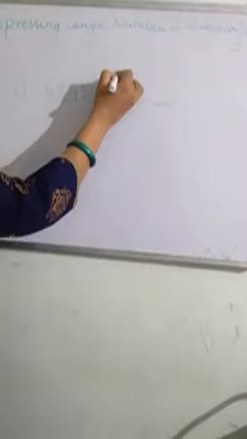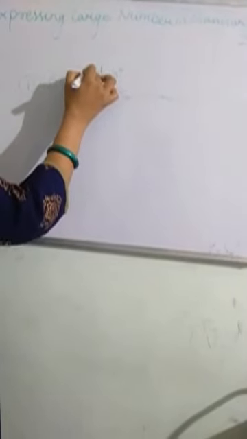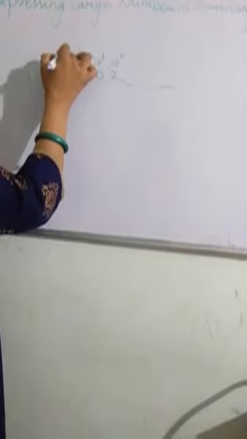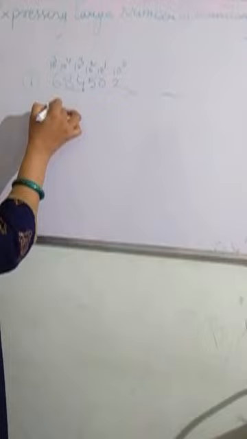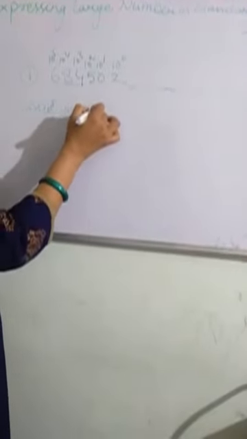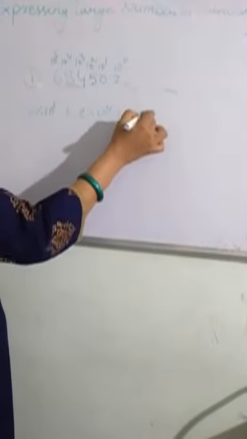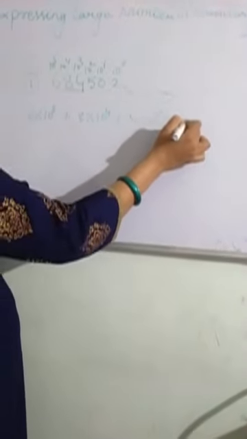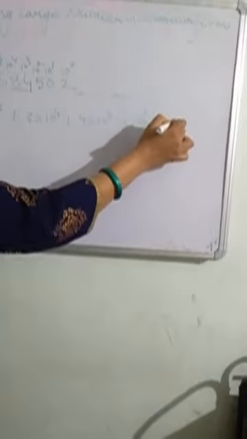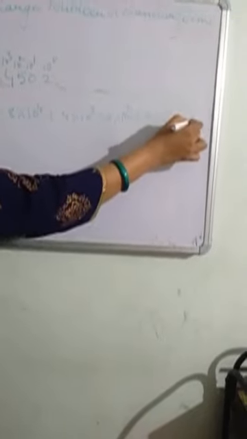So what is expanded form? Here 10 raised to power 0 is there, here 10 raised to power 1, then 10 raised to power 2, 10 raised to power 3, 10 raised to power 4, 10 raised to power 5. Simply write it like this: 6 into 10 raised to power 5, 8 into 10 raised to power 4, 4 into 10 raised to power 3, 5 into 10 raised to power 2, 0 into 10 raised to power 1, and 2 into 10 raised to power 0. This is known as the expanded form, which you have already done. And then the vice versa.